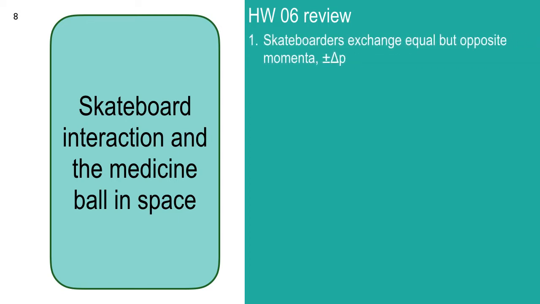And let's start with skateboarders. This is the main concept. In the skateboard interaction, who did we have doing skateboard? Rachel and Sawyer, right? Rachel, where's Rachel? Where are you at? She's looking. No, the other Rachel. Oh, that would be you. Okay. Anyways, so those guys exchanged momenta, all right?